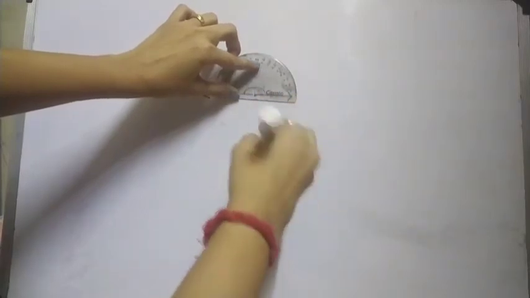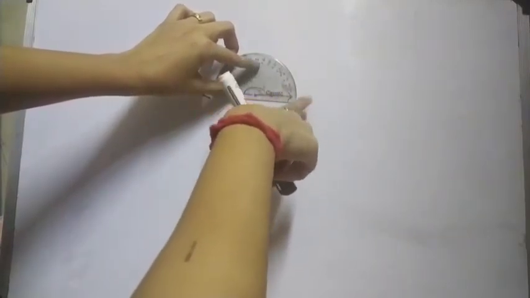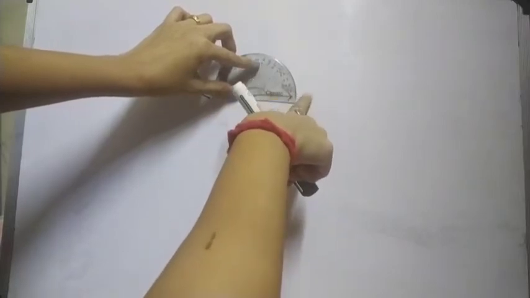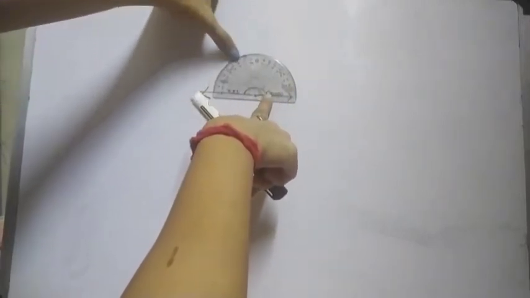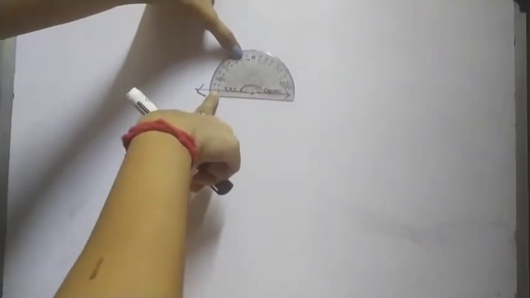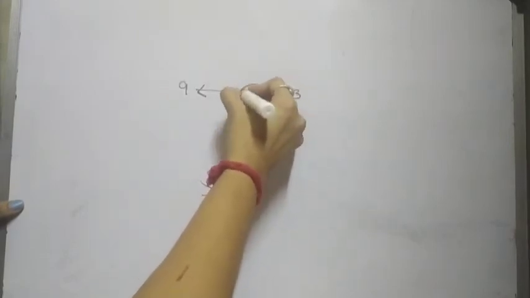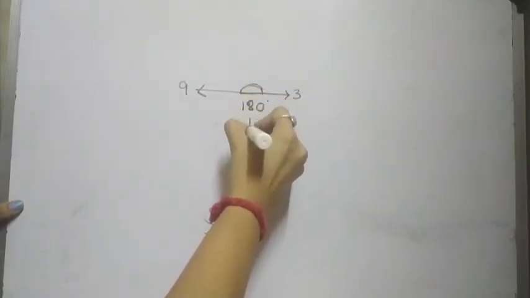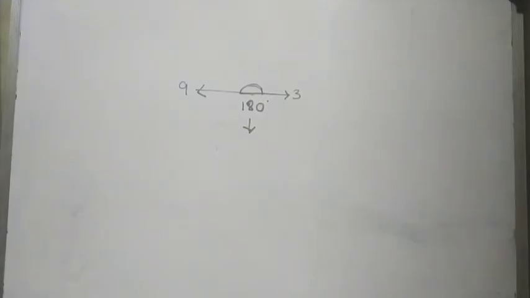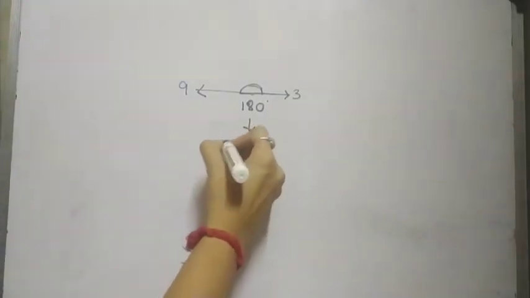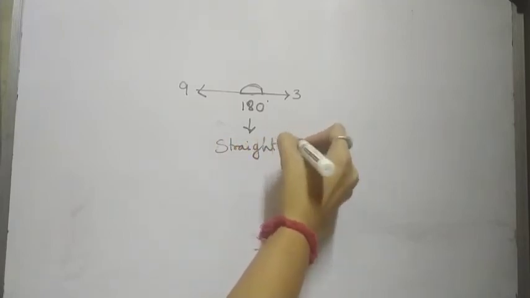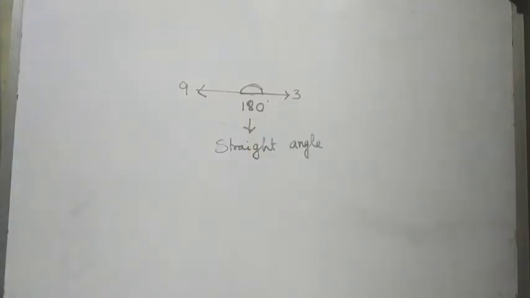Okay, now start from 3. This is 0, means start from here, where our hand is in the place of 3. So start from here, 0, 10, 20, 30 like this, 90, and here I am ending at 9. So I am starting from 3, ending at 9, and this total angle is 180 degree. If the angle is 180 degree, it is known as a straight angle. So straight angle is the angle between the two hands, or the two, straight line we can say.